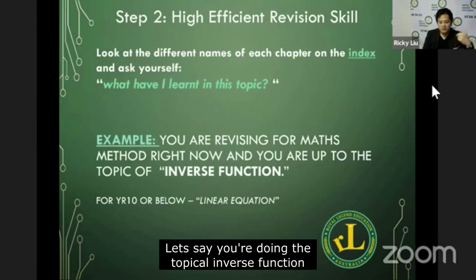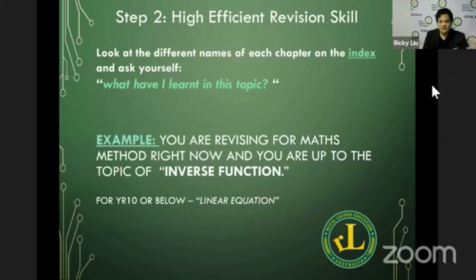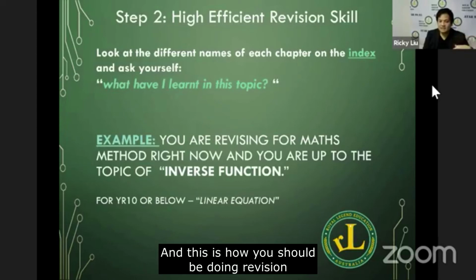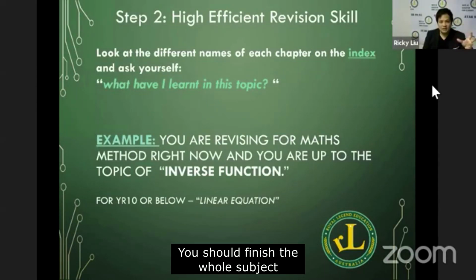Let's say you're doing the topic called inverse function. If you're year 11, year 12, I give you 2 minutes. Can you write anything you can think of? And this is how you should do revision. You should finish the whole subject in 2 to 3 hours for revision. Don't take too long to do that, okay?